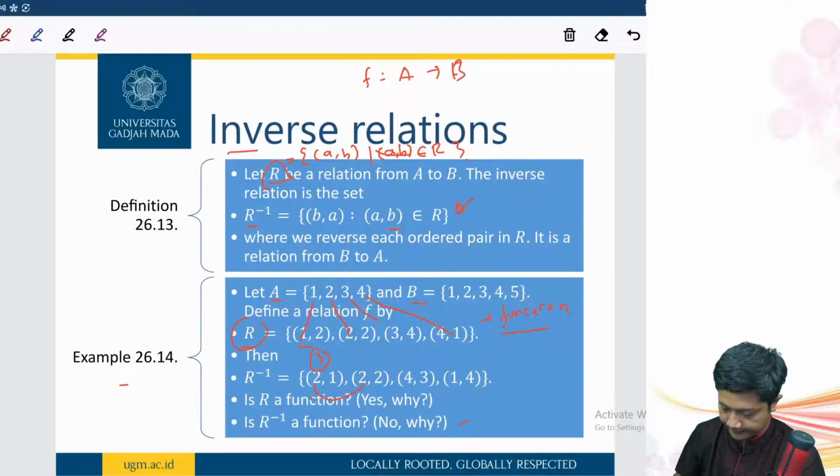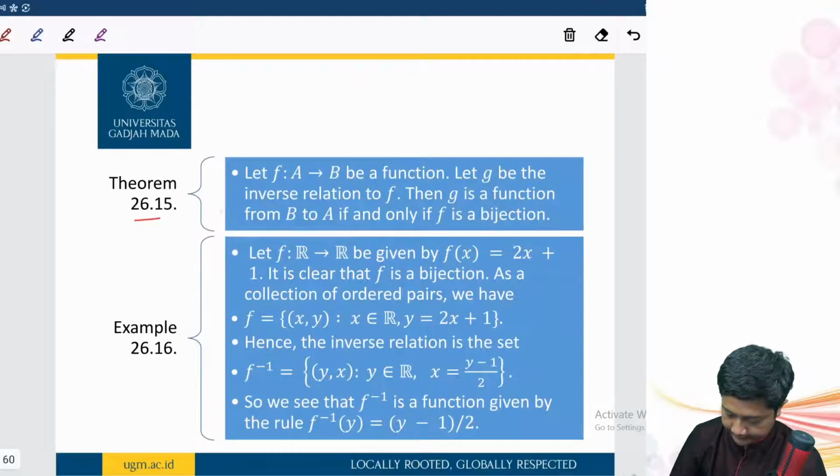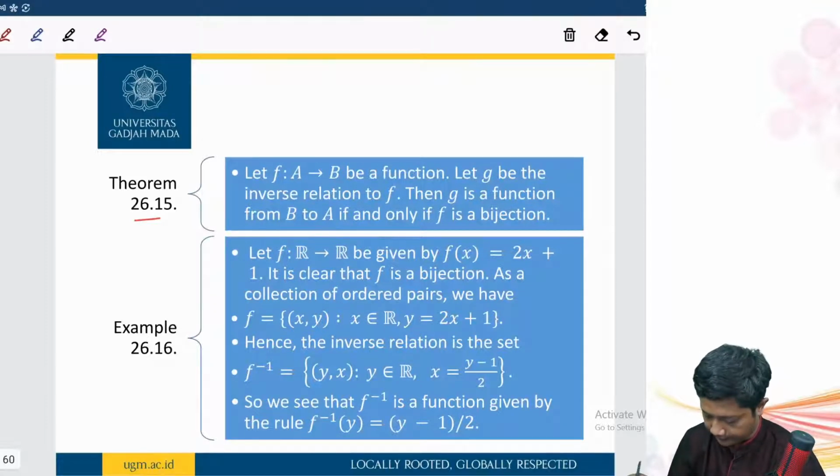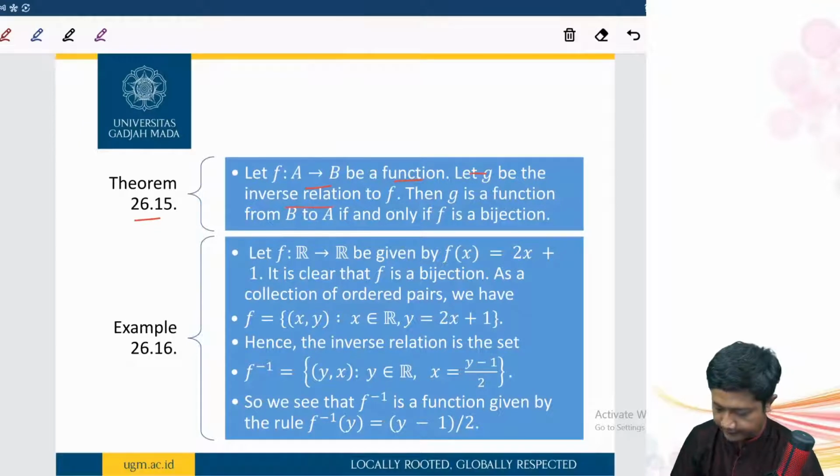That's the reason. And what is the property? We have, if F is a function, G is the inverse relation. The biconditional implication here holds.